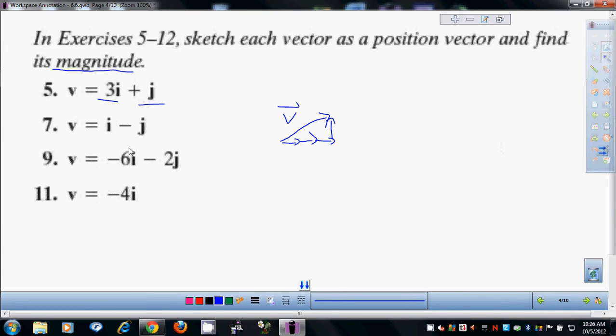Magnitude. When it gives you the i's and j's, it's just Pythagorean theorem. That's 3, that's 1. You can always just take the numbers. So 3 squared plus 1 squared equals c squared. Solve, and you should get the square root of 10 is your magnitude. I put c squared just because I'm used to Pythagorean theorem. And that was number 5.